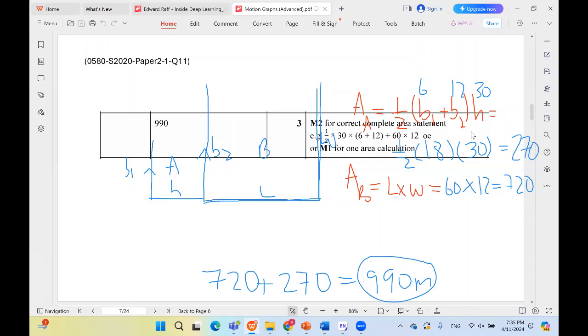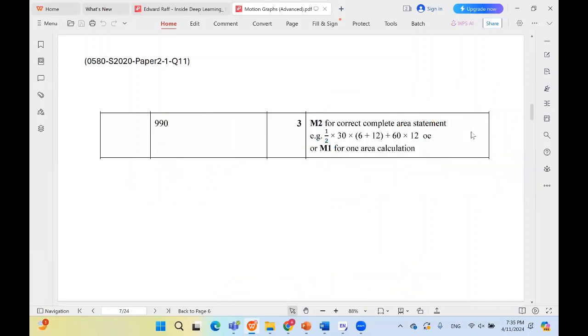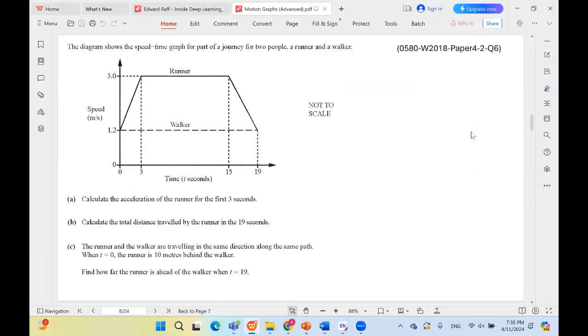990 is correct. The diagram shows the speed time graph for part of a journey for two people, a runner and a walker. Calculate the acceleration of the runner for the first 3 seconds.